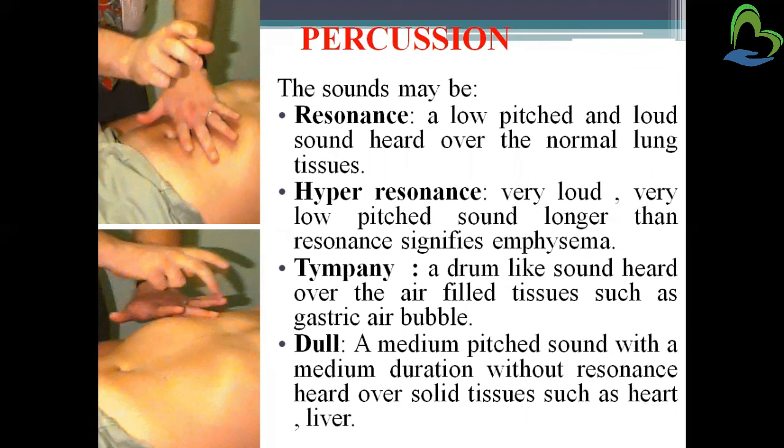The second one is hyperresonance. It is a very loud, very low pitch sound, longer than resonance, signifying emphysema. Then the third one is tympany, a drum-like sound heard over air-filled tissue such as a gastric air bubble. So tympany is not normal. Then dull is a medium pitch sound of medium duration without resonance, heard over solid tissue such as the heart and liver. So it is normal, right?